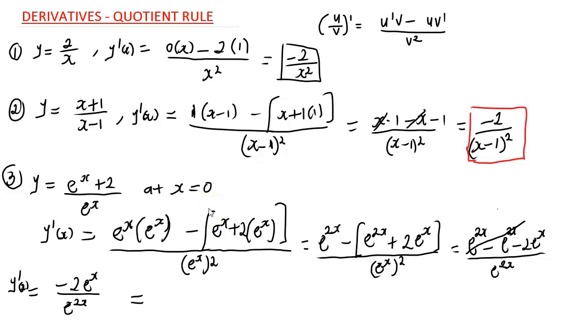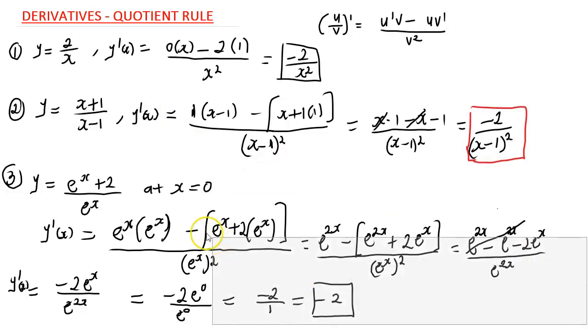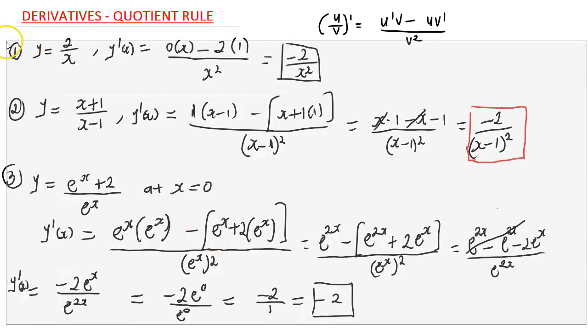But because we also want to find this at s equal to 0, we just need to replace s with 0. So this is going to be equal to negative 2 multiply e raised to the power of 0, then divided by e raised to the power of 2 multiply 0, which is 0. So e raised to the power of 0 is going to be 1, because anything raised to the power of 0 is always 1. So this is negative 2 divided by 1. So the final answer is going to be negative 2.